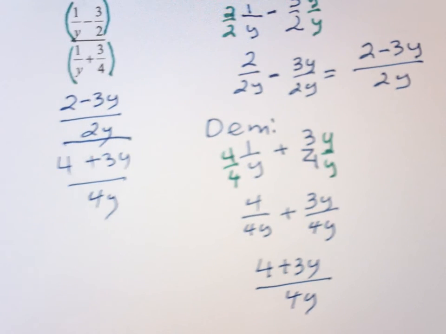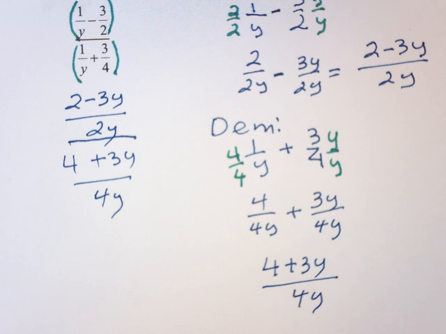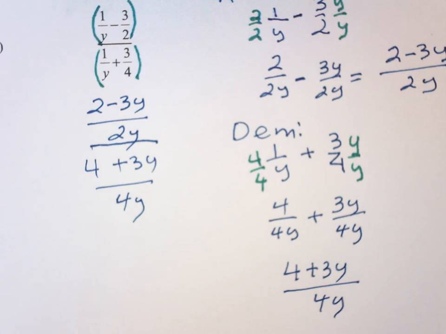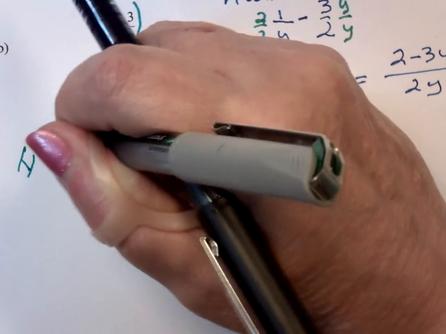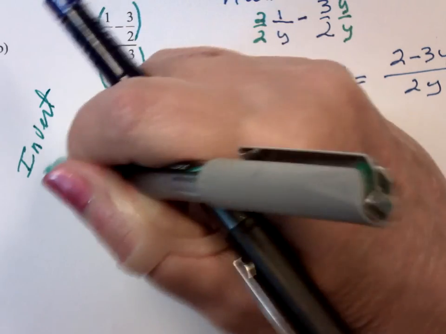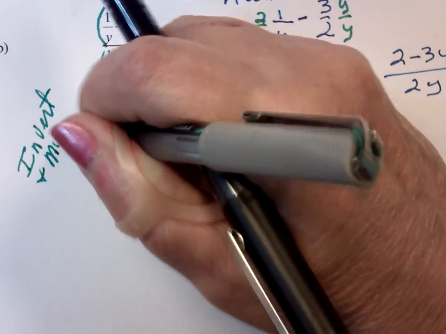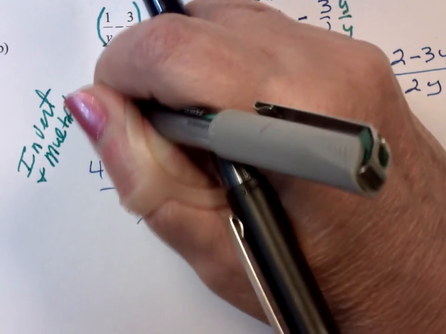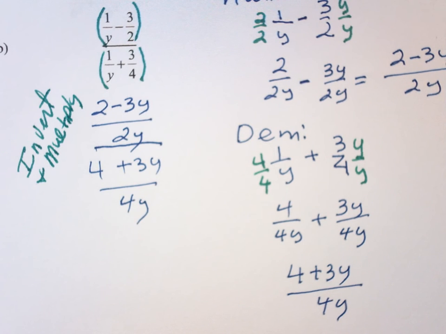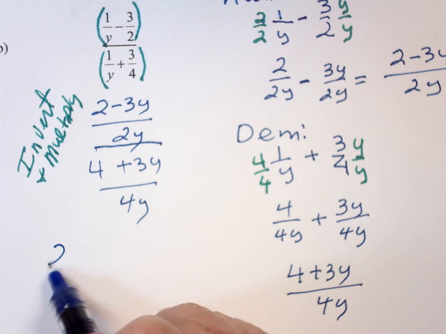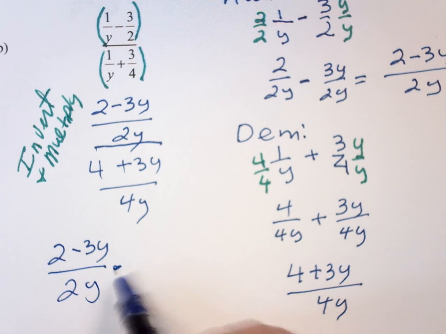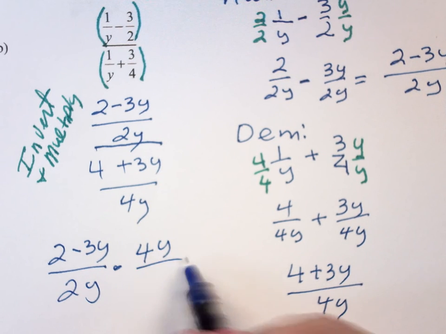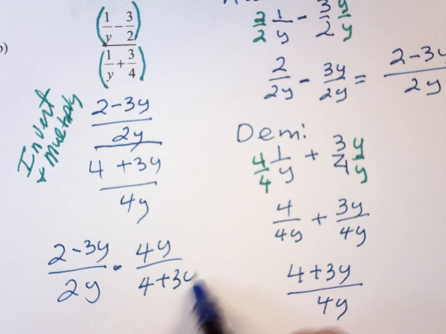Now you have a single fraction divided by a single fraction. So the issue then becomes to invert and multiply. So you're going to have 2 minus 3y/2y times 4y/4 plus 3y.